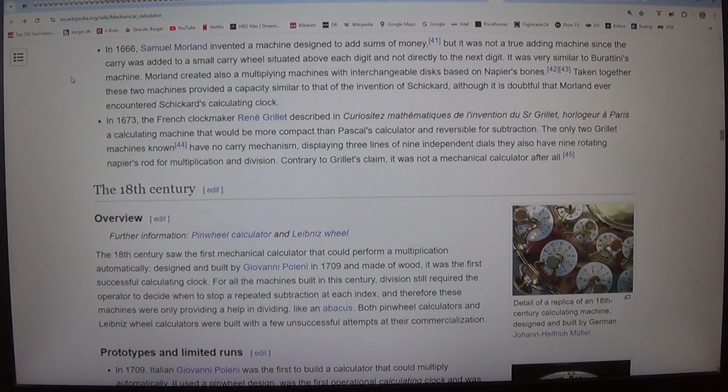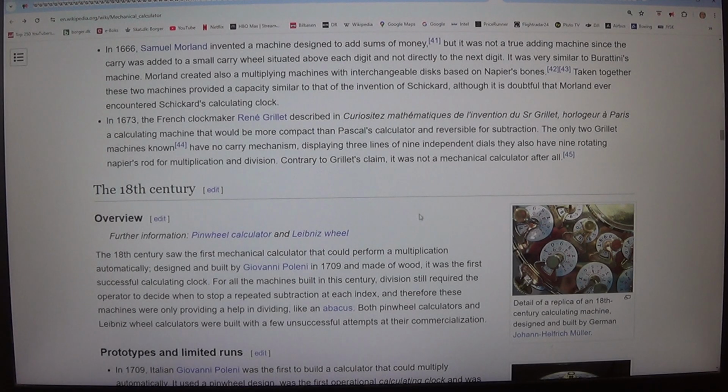Morland also created a multiplying machine with interchangeable discs based on Napier's bones. Taken together, these two machines provided a capacity similar to that of the invention of Schickard, although it is doubtful that Morland ever encountered Schickard's calculating clock.